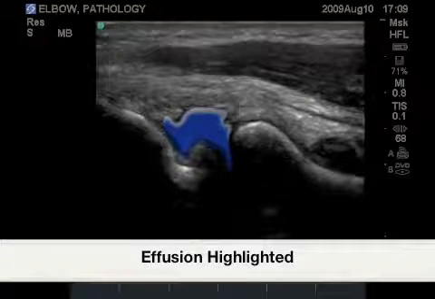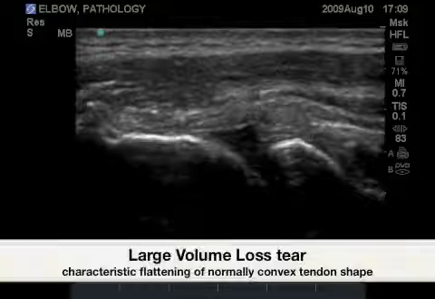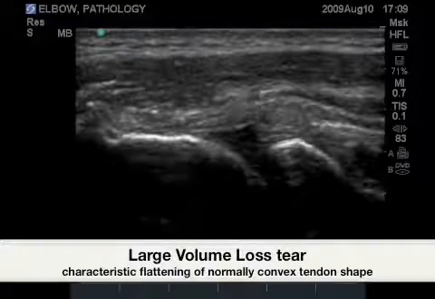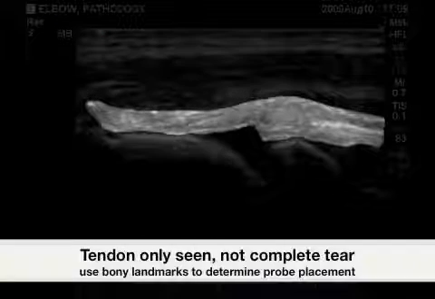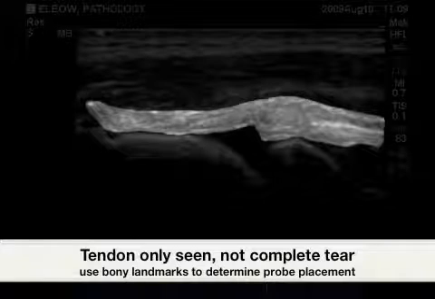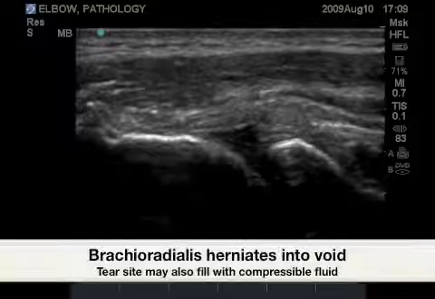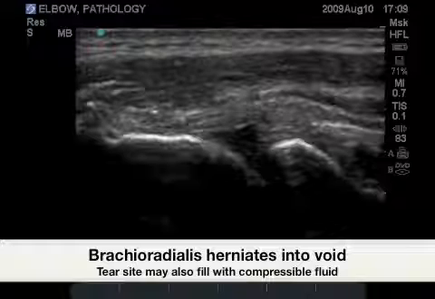Less noticeable is the full thickness tear to the common extensor tendon. Upon compression, the brachioradialis muscle herniates into the void that is created by the full thickness tear.